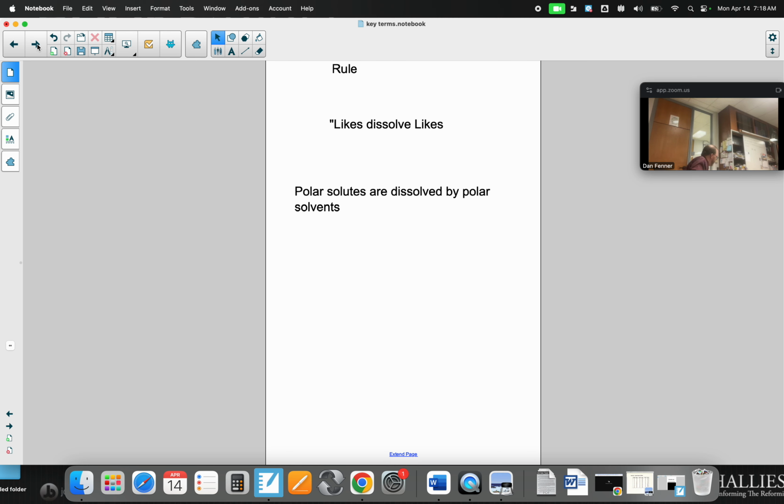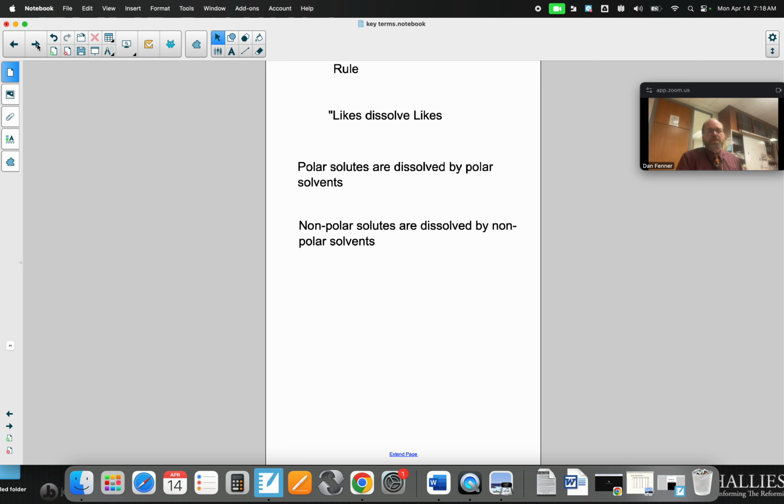Now I've got to be careful with the next one because that also means nonpolar solvents dissolve nonpolar solutes. Okay, over here, be very careful with this. I have styrofoam, and I'm sure you've put water in styrofoam before. Nothing happens because styrofoam is nonpolar, water is polar.